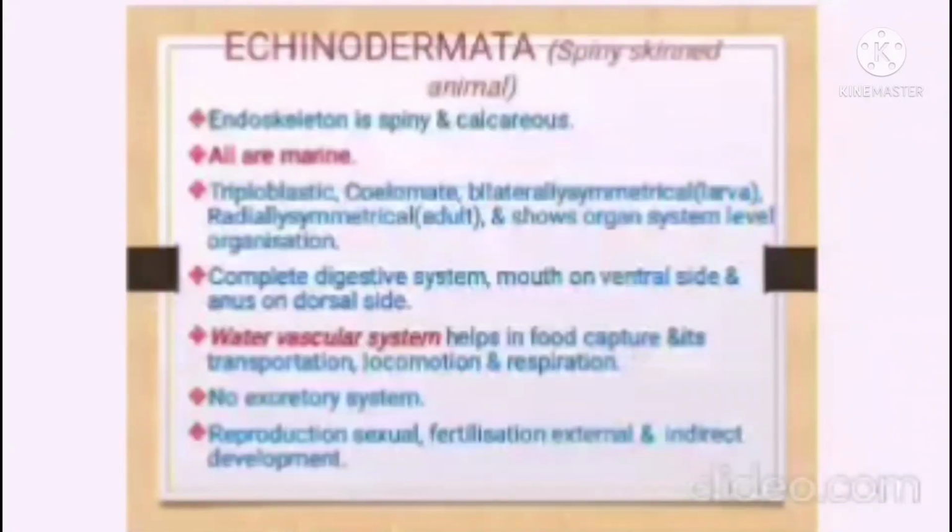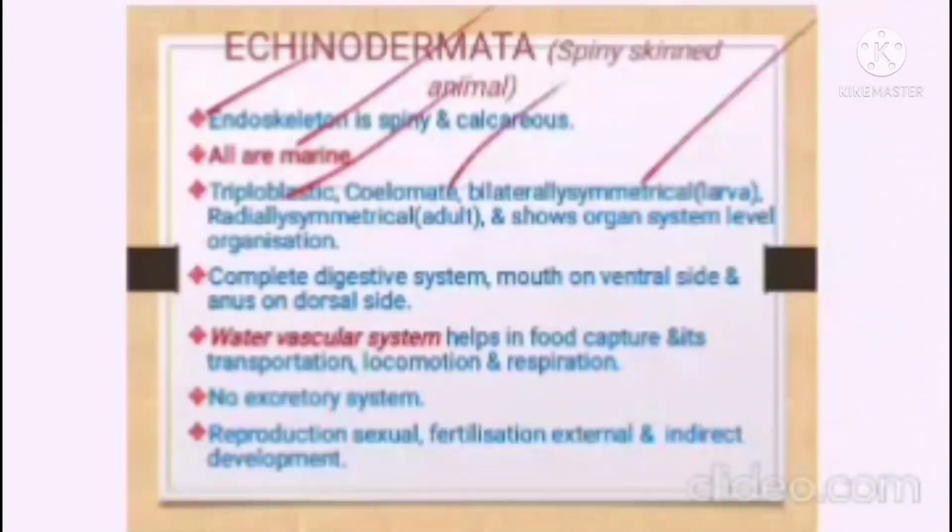Now Echinodermata characteristics. Endoskeleton is spiny. Their body, when you are seeing inside, is spiny, hard, calcareous, made up of calcium. All are marine. They live in seawater. Triploblastic, you know. Coelomate, you know. Bilaterally symmetrical when they are small. The larva is bilaterally symmetrical, but when they turn into adults, they become what? Radially symmetrical.